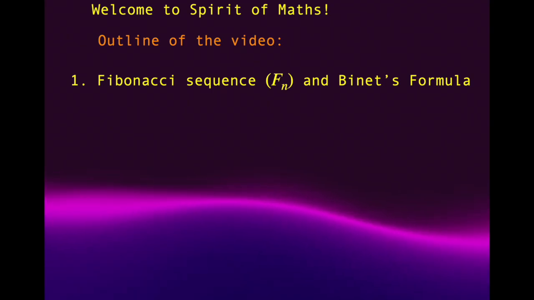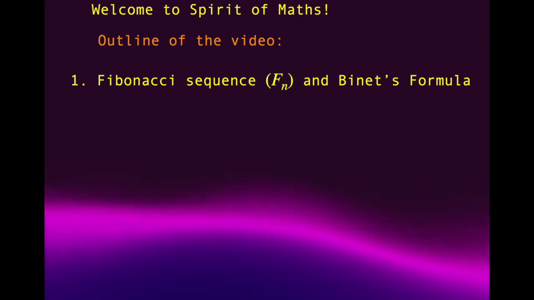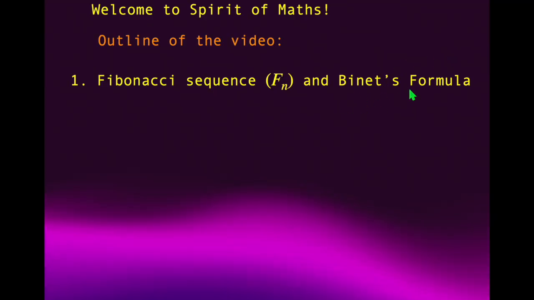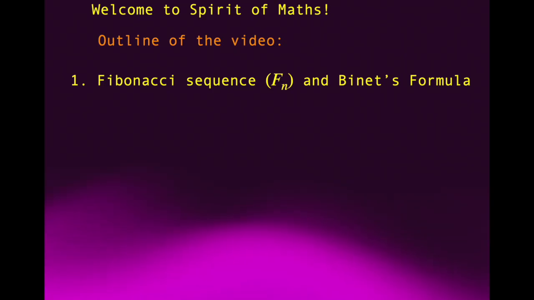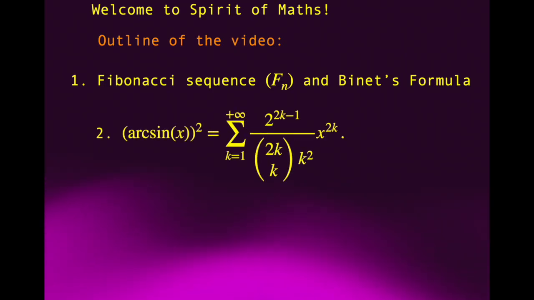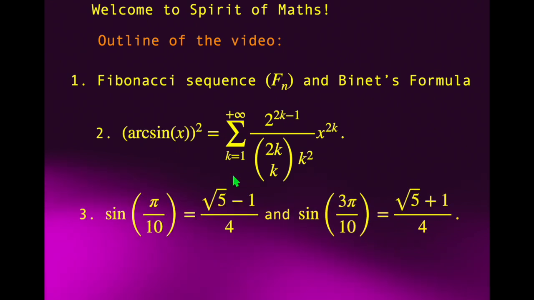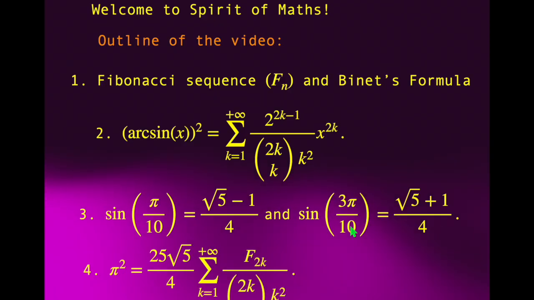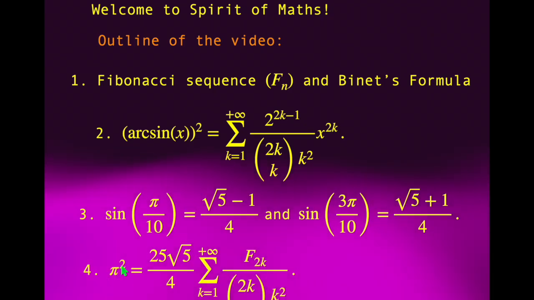introduce the Fibonacci sequence, and I will give you the proof of Binet's formula, which gives an explicit expression of this sequence. We will give a power series expansion of arcsin x squared. We will compute sine pi over 10 and sine 3 pi over 10, and finally we give our formula which gives a link between pi square and the Fibonacci sequence.